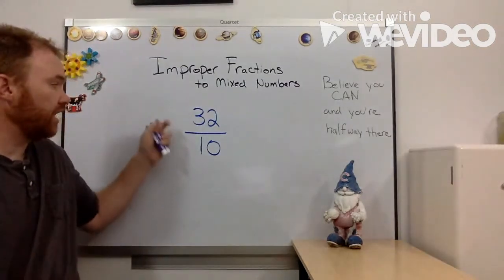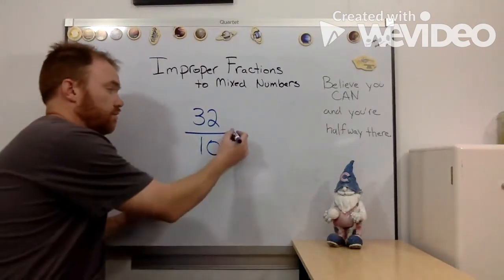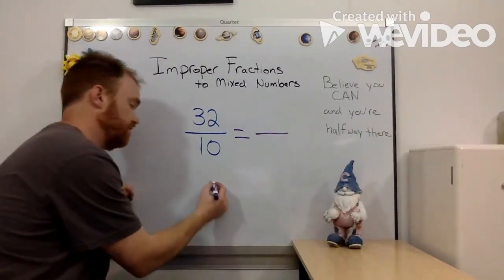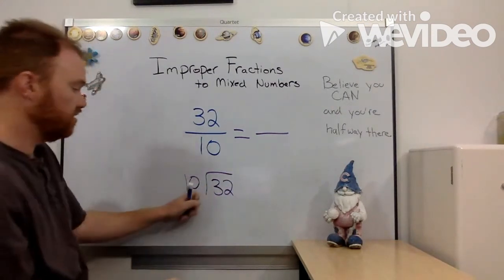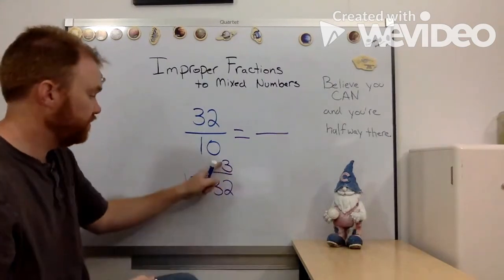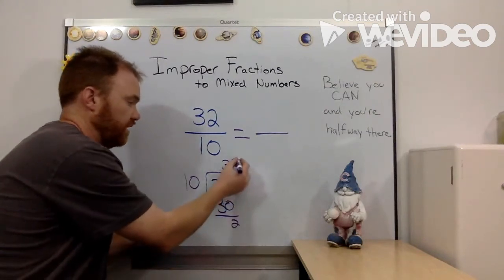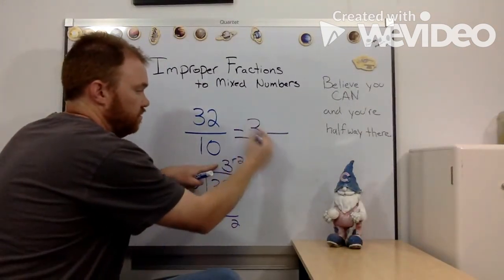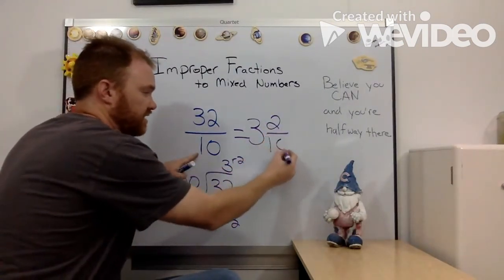Okay, good. Hopefully you went ahead and changed this into a mixed number. Remember, to do that, we take the numerator and divide it by the denominator. 32 goes in the cage, 10 goes outside the cage. 10 goes into 32 3 times. 3 times 10 gives me 30. I have 2 left over, so my remainder is 2. I now have my whole number, and I have my numerator, and then my denominator stays the same.